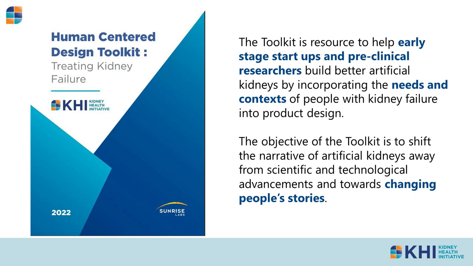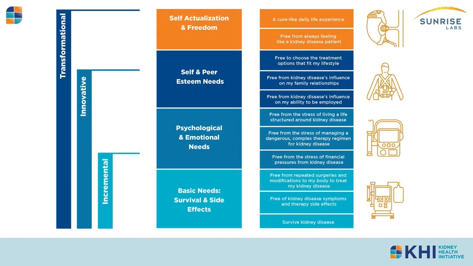And there are a couple of ways that we think the toolkit offers a unique addition to the conversation around incorporating patient preferences into product development. The first one is what we've called the innovation scale. A lot of people have done really good work cataloging patients' preferences around kidney failure. We've done a number of projects like this at the Kidney Health Initiative, and the SONG Initiative does a lot of good work on this. But what we wanted to tackle was, how do we organize them? How do we think about these preferences in relation to each other? Because ultimately, you need to make decisions.